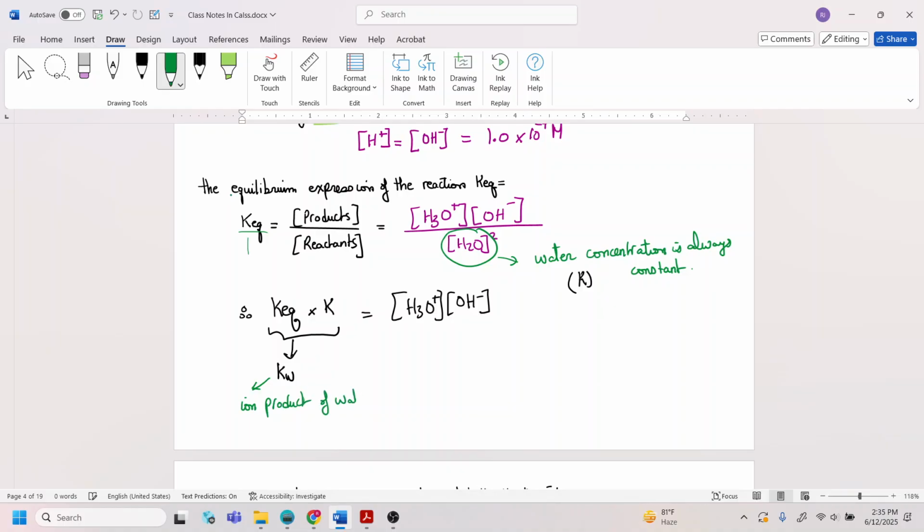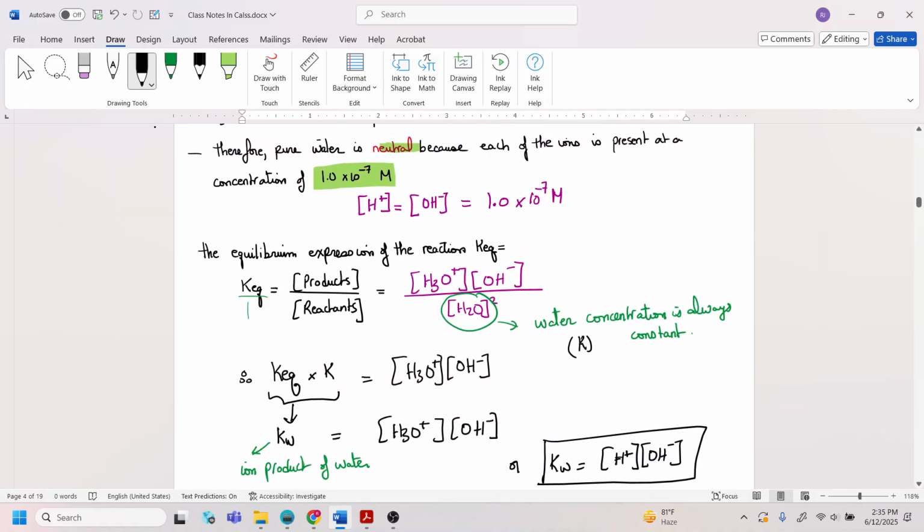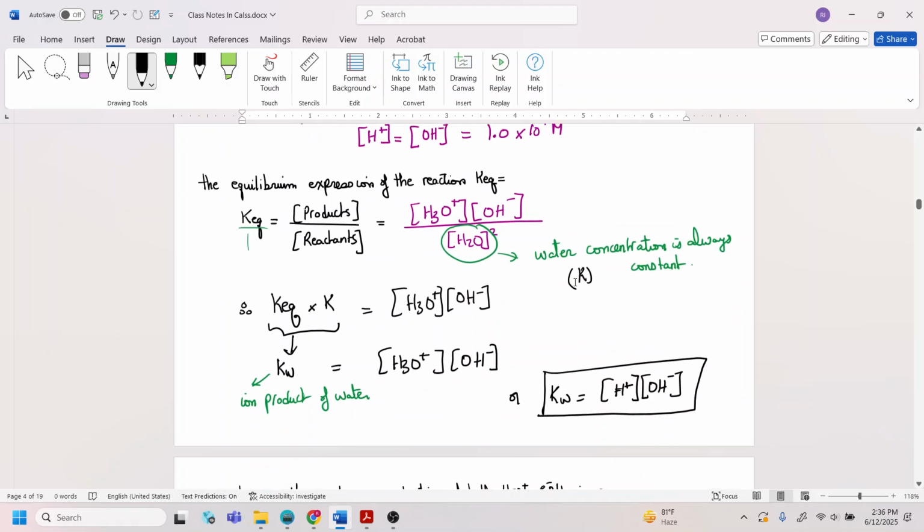So Kw is equal, and this is the relationship, to the concentration of H3O plus multiplied by the concentration of the OH minus. Or I can say Kw is equal to the concentration of H plus. H3O plus and H plus are the same. This is the acid component of the water when it dissociates, and the basic component, which is the OH minus of the water that is dissociating. So this is going to be my first equation for the equilibrium constant of the dissociation of the water.